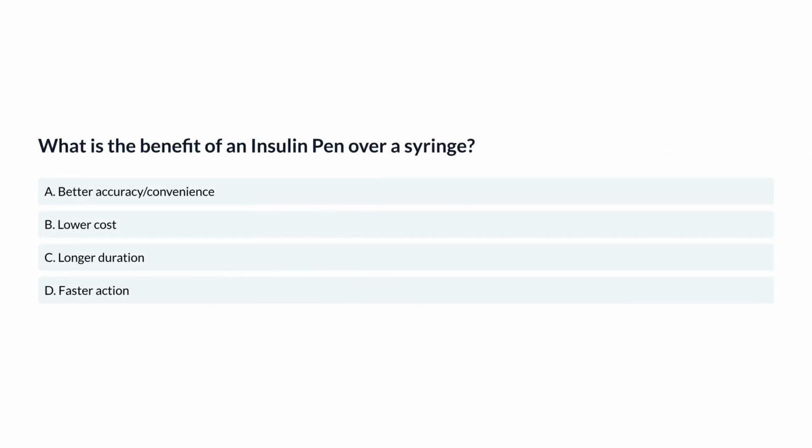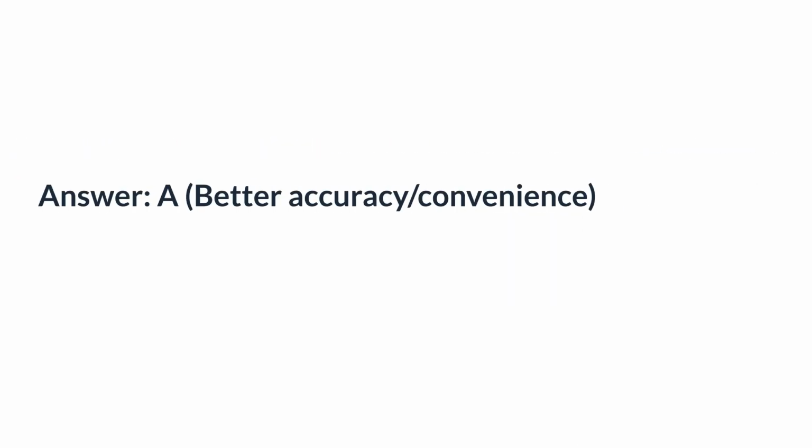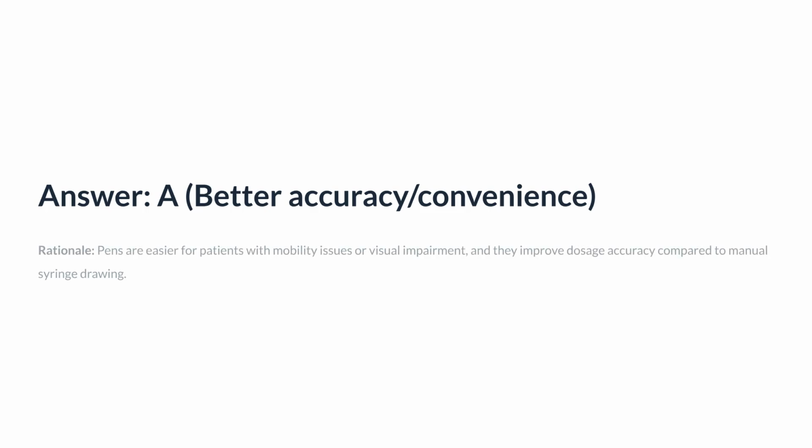What is the benefit of an insulin pen over a syringe? Answer, A, better accuracy and convenience. Pens are easier for patients, especially those with mobility or visual issues, and they provide improved dosage accuracy compared to manually drawing from a vial.